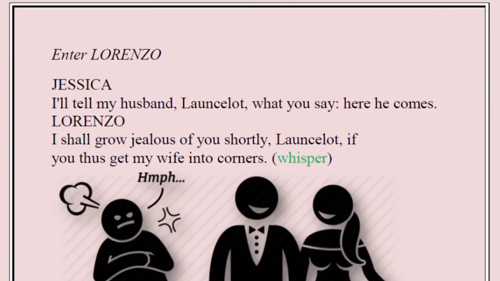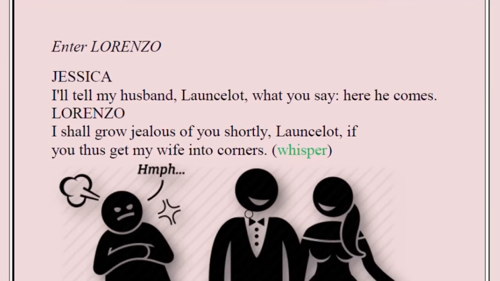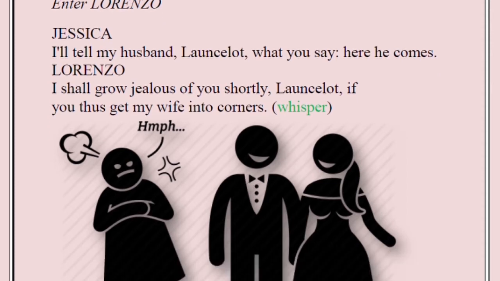Enter Lorenzo. Jessica: I will tell my husband what you say. Here he comes. So now Lorenzo is coming. Jessica sees him coming and says, okay, you are saying that Lorenzo has done a crime by making me into a Christian? Wait, I will tell this to my husband. I'll complain to him.